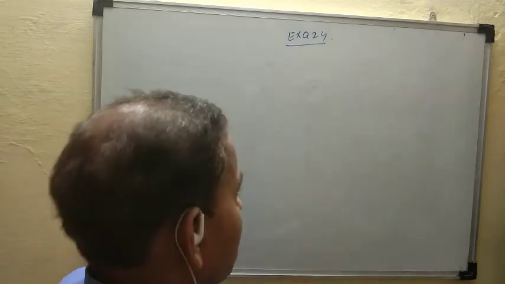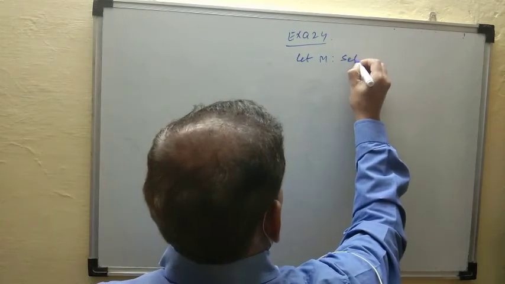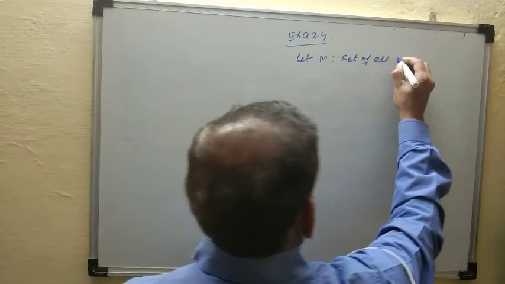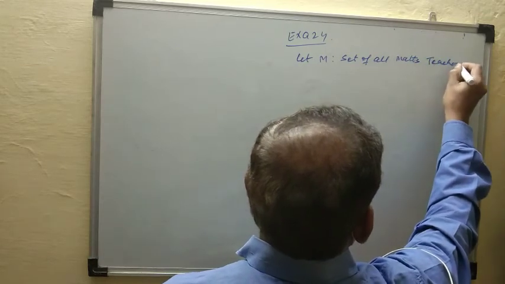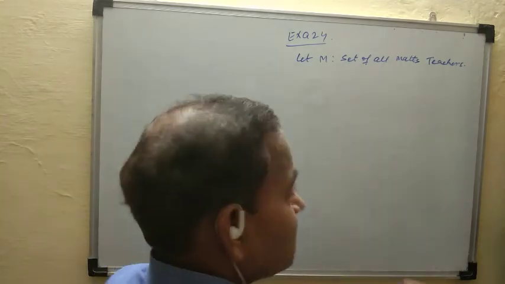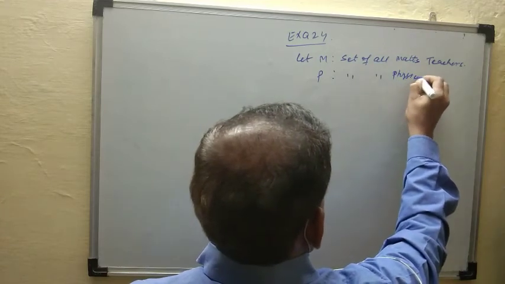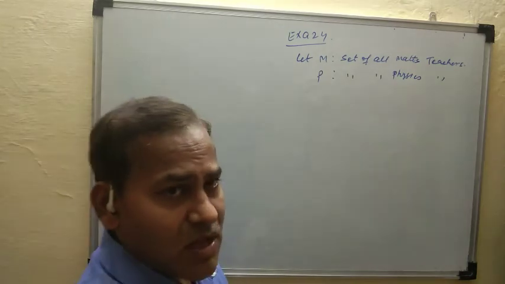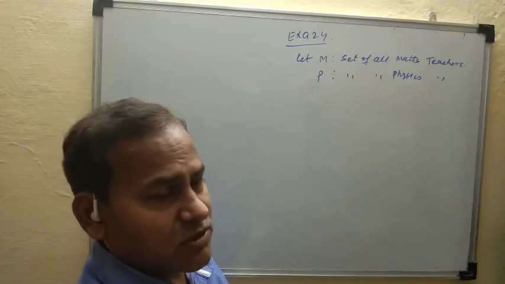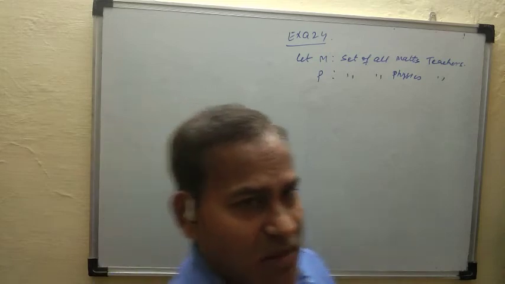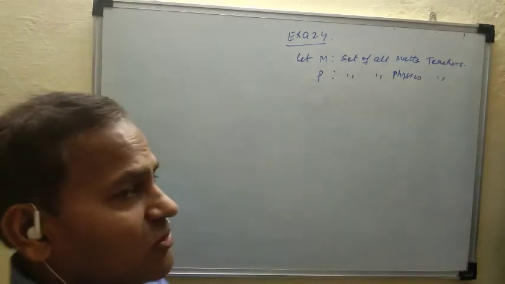So suppose M is the set of all math teachers, and P is the set of all physics teachers. You can also suppose A and B, A the set of math teachers, B the set of physics teachers. You can suppose whatever you like. Suppose the first letters: M is the set of math teachers and P is the set of physics teachers.